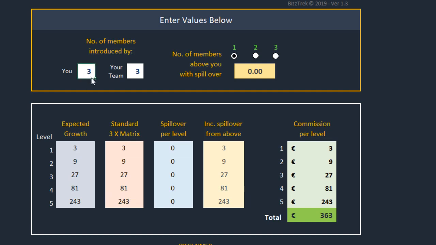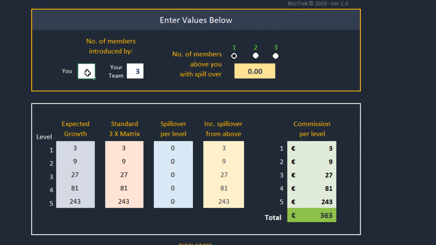Let's start with some values, and let's say you've introduced 3 people and your team does the same. Then obviously there is no excess spillover, and so you end up earning a total of €363 per month down 5 levels. We're only showing this down 5 levels because when you get beyond that it starts to get ridiculous. And most people can relate to 5 levels anyway, but the plan does pay down 10 generations, not levels. That's very important to note.